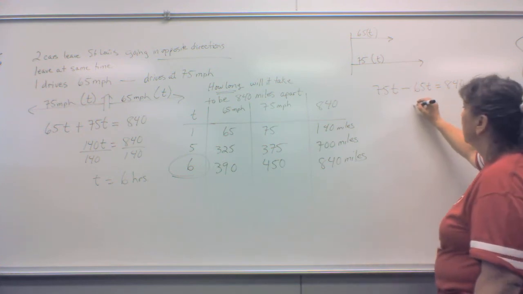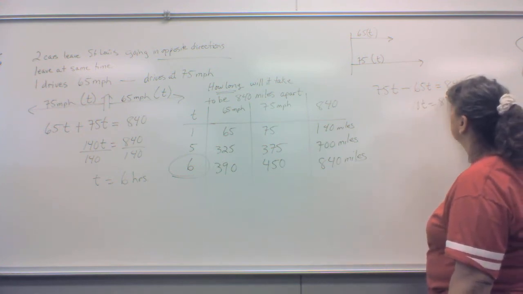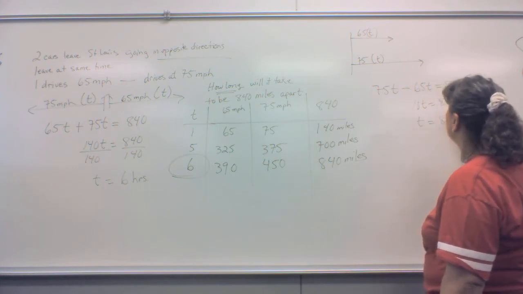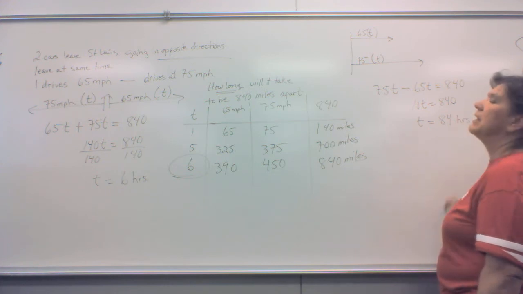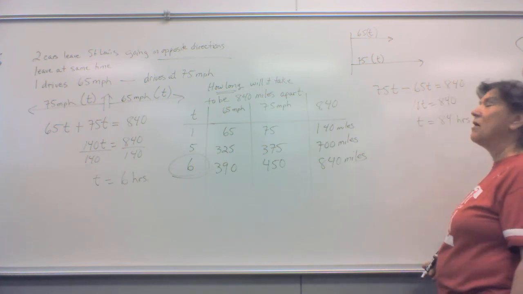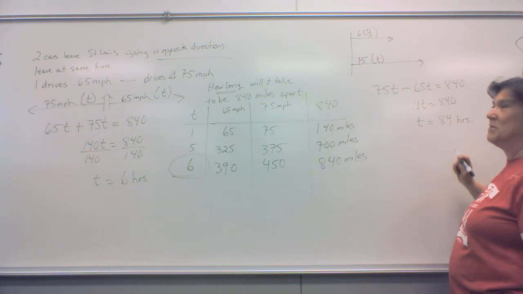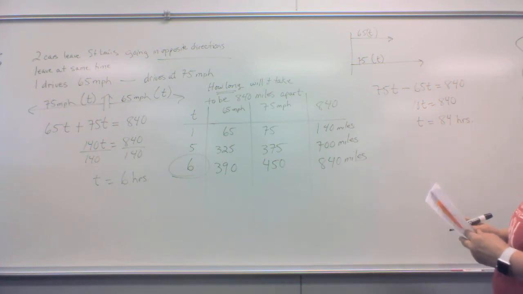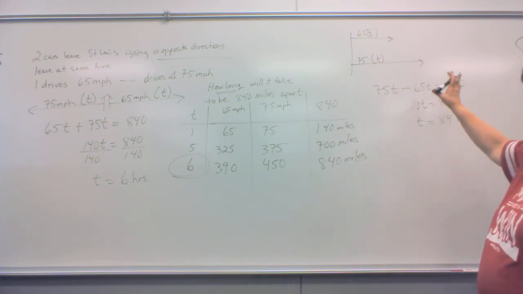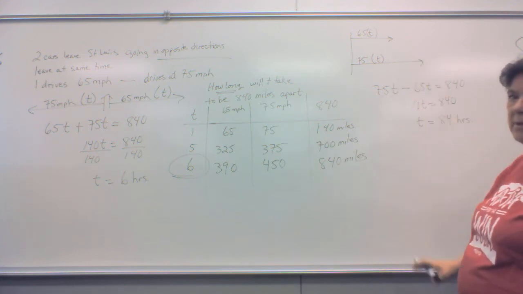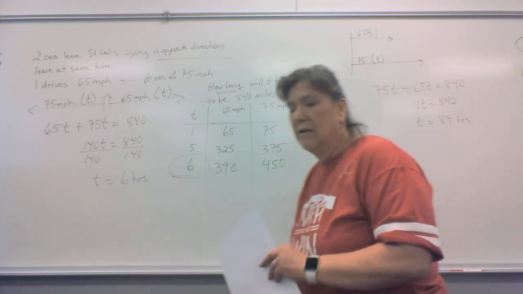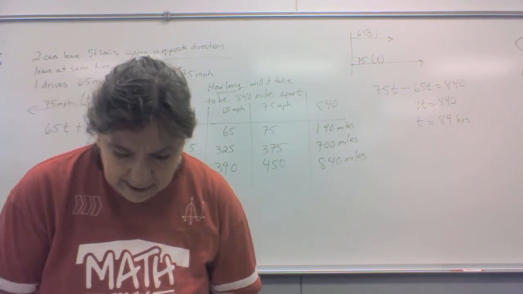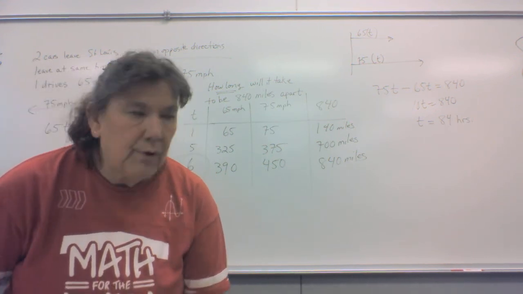And now you're going to have 10t is equal to 840, and divide by 10, so it's going to be 84 hours, because they only gain 10 miles apart every hour. So it's going to take a long time to get 840 miles apart by this particular one. So that's using that same information, but doing a different style problem. So that's a number 2 example. Okay, now let's look at one more example.